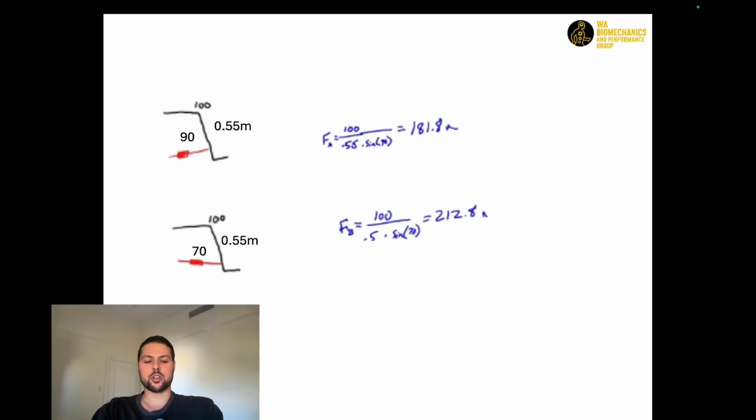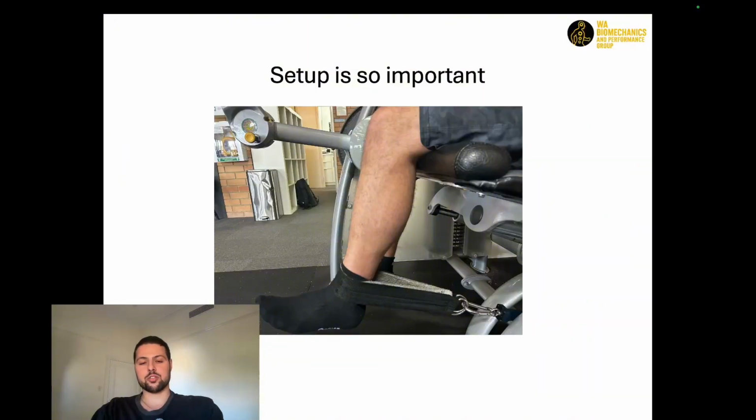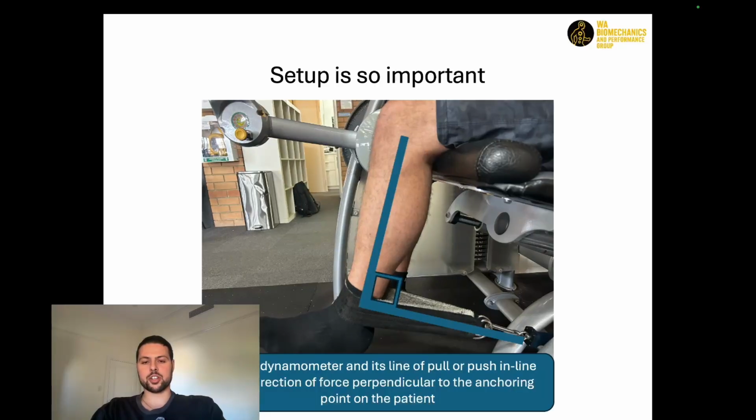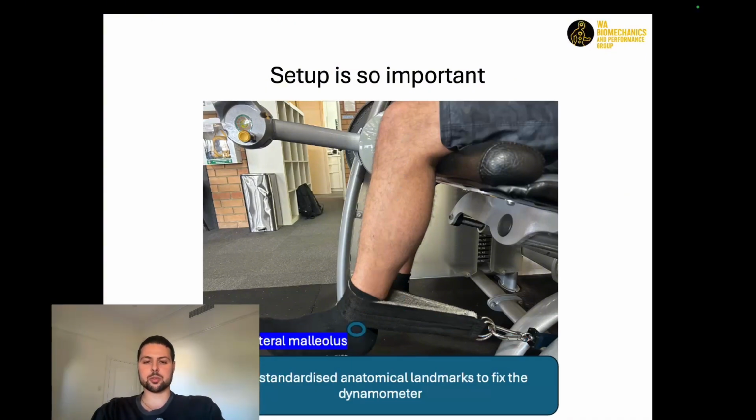Okay, I'm going to go through that now using a lot of the Norris studies' contribution here. So here we go. The first rule, using knee extensor as an example, is we want to fix that dynamometer and its line of pull or push in line with the direction of force, perpendicular to the anchoring point. You can see the dynamometer and the strap there, it's perpendicular to the force that will be applied to it. That's the first thing we want to do.